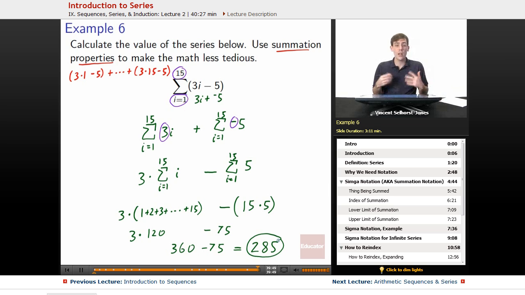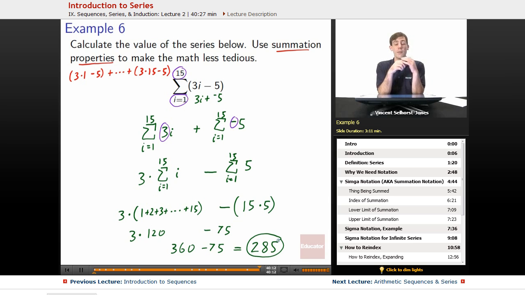So we still had to do a little bit of writing this out, right? The slowest part here is going to be adding by hand 1 plus 2 plus 3 plus up to 15, or using a calculator. But either way, that's way better than having to multiply numbers and then subtract 5 and then add that each time over and over. So we can use these summation properties to split things up into ways that make them easier to work with. All right, cool.